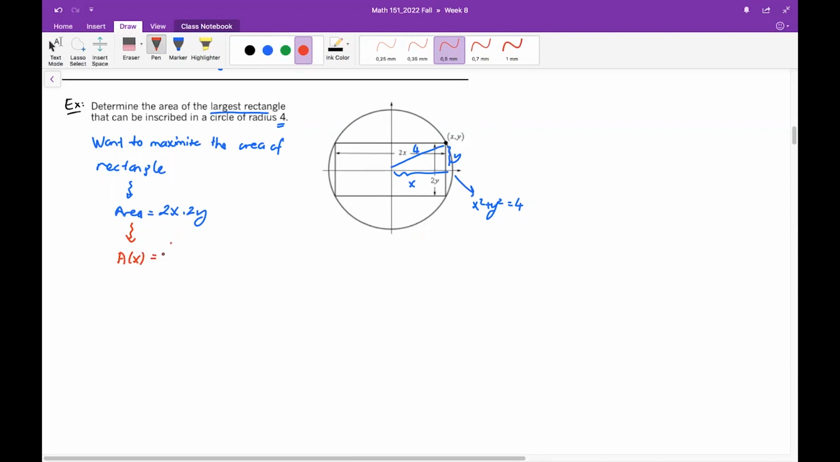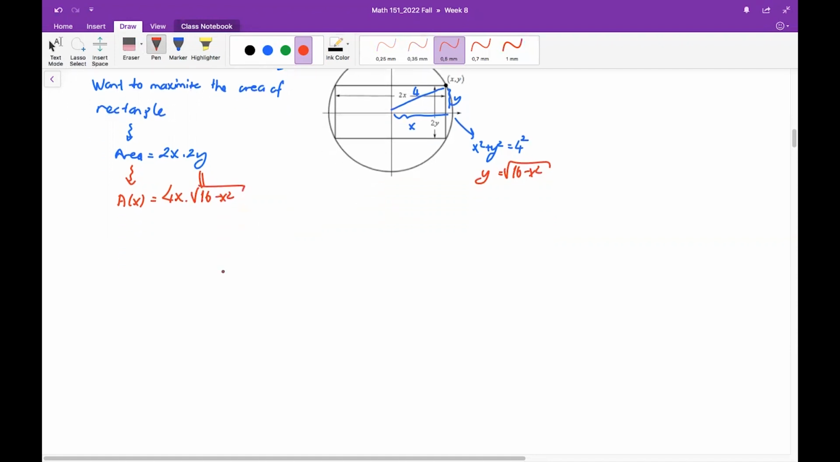Okay, it is then 4x times, is there a way to rewrite y in terms of x? From this equation, you can easily write, and by the way, it is 4 squared, so you can easily write y in terms of x like that, right? Okay, so square root of 16 minus x squared. You see, now we have a function for the area depending on just x.